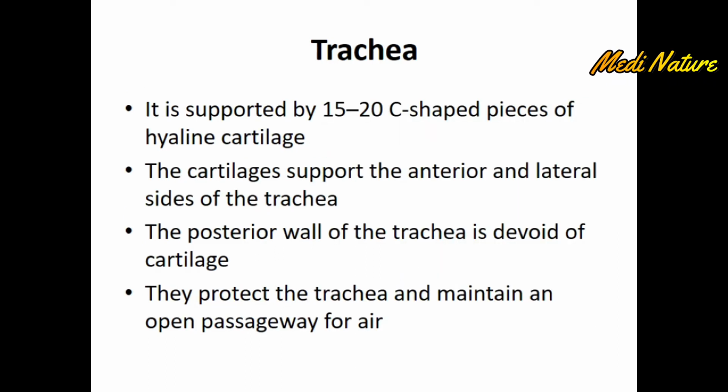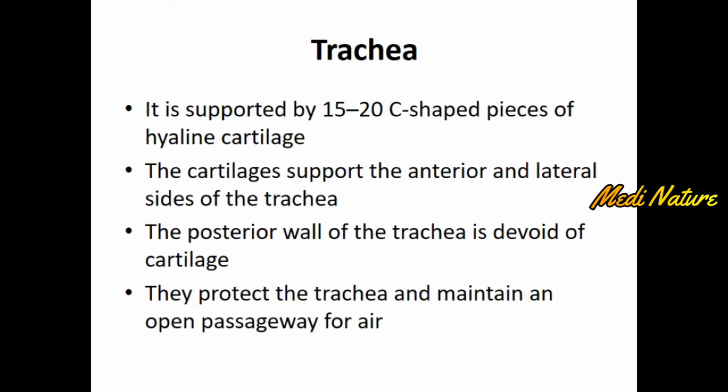The trachea is supported by 15 to 20 C-shaped pieces of hyaline cartilage. These cartilages support only the anterior and the lateral sides of the trachea. The posterior wall of the trachea does not have this hyaline cartilage. As they are cartilages, they are important to protect the trachea, and they also help to maintain an open passage when air travels through.